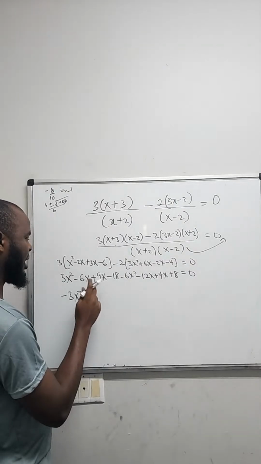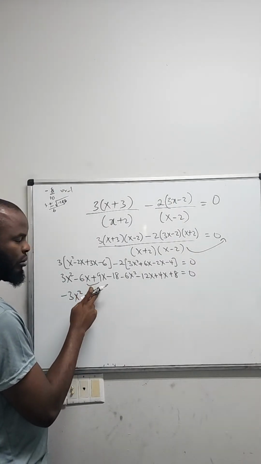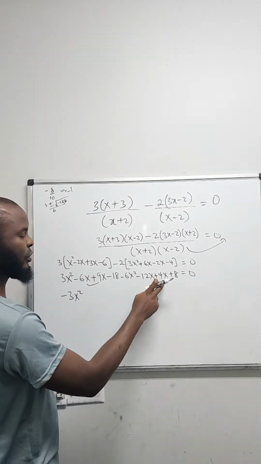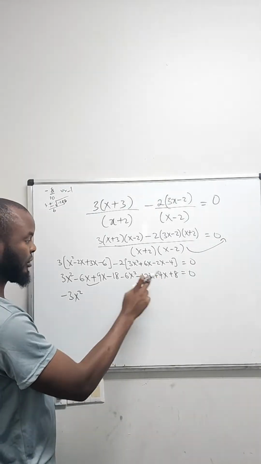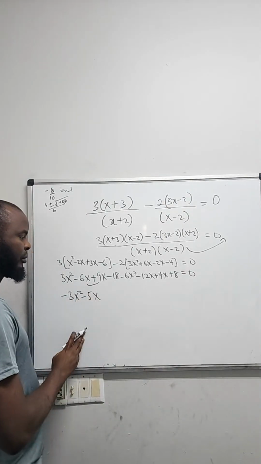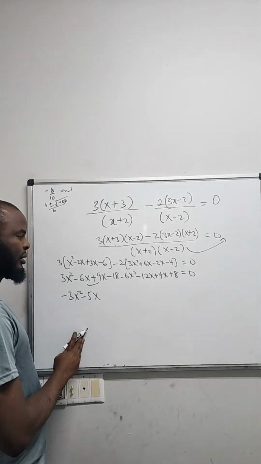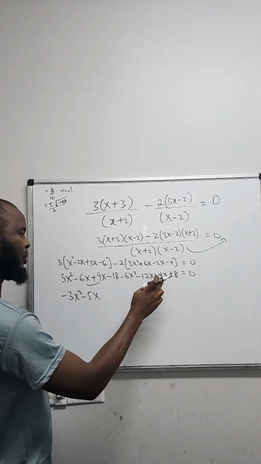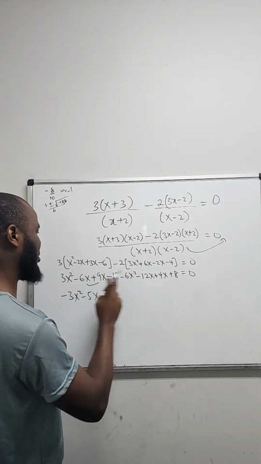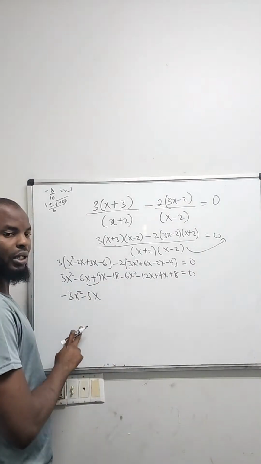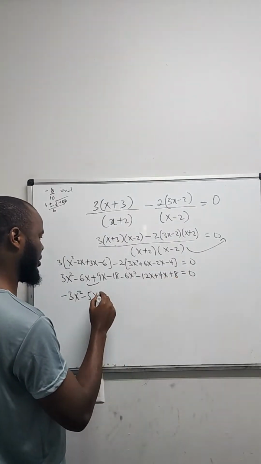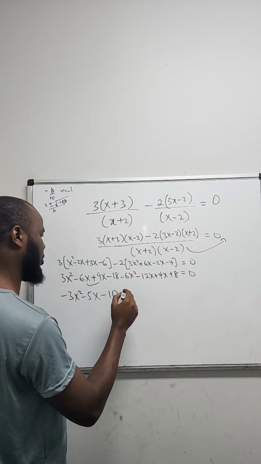Minus 6x plus 9x is going to be 3x. Plus 3 plus 4 plus 7 minus 12 minus 5x. Right? Am I correct? I'm confused why you started. This is like 9x plus 4 is 13. 13 minus 18 is negative 5. Minus 18 plus 8 minus 10 equals 0.